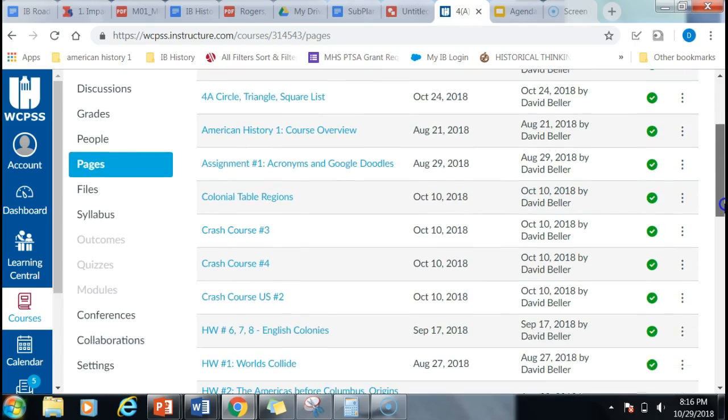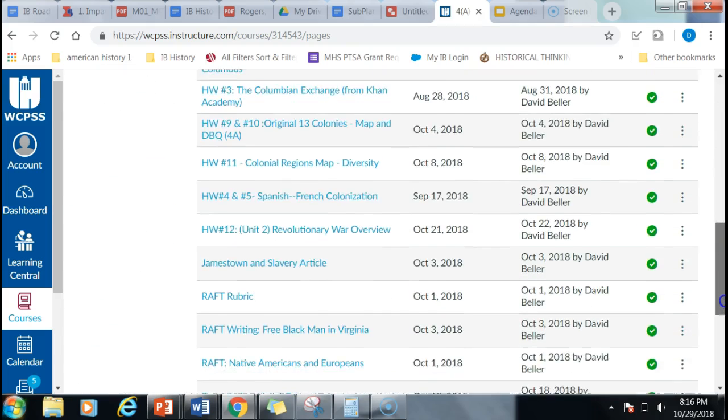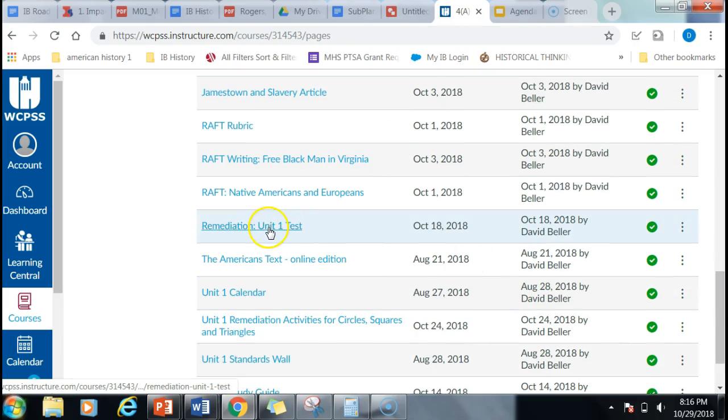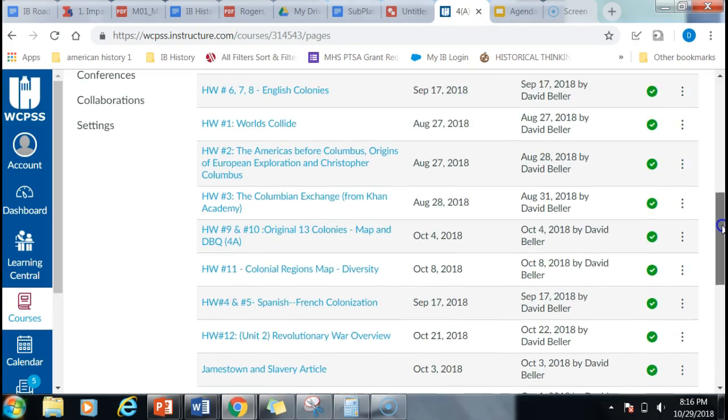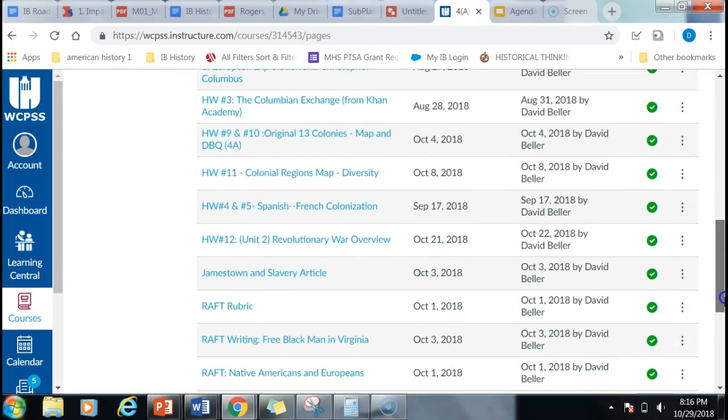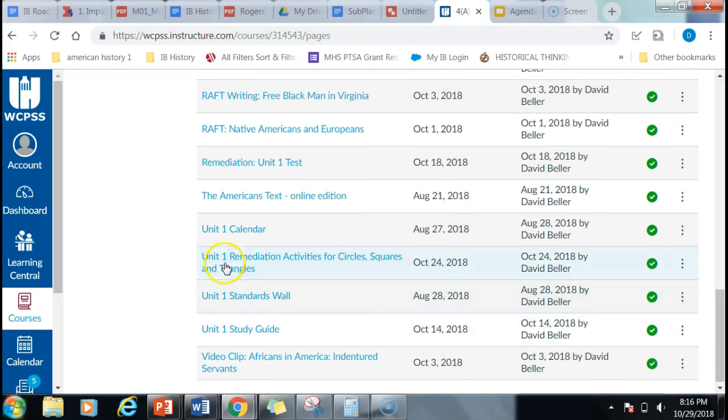All right. First of all, to see all the remediation, there's a Jamestown and Slavery article summary review. Writing Free Black Men in Virginia, there's your major assignment. Remediation Unit Test 1 will give you all the remediation assignments. There's a couple that say see Mr. Beller. That means that you need to see if you're a circle, triangle, or square. The list is right here for you guys, so you can find out if you're a circle, triangle, or a square. And then the assignments are right there. Unit 1 remediation activities for circles, squares, and triangles.